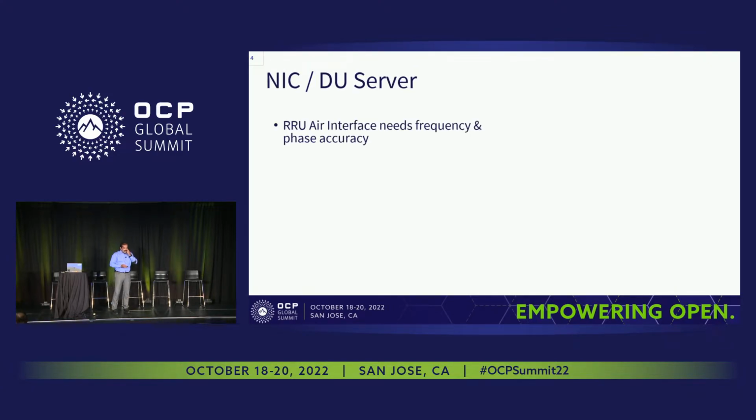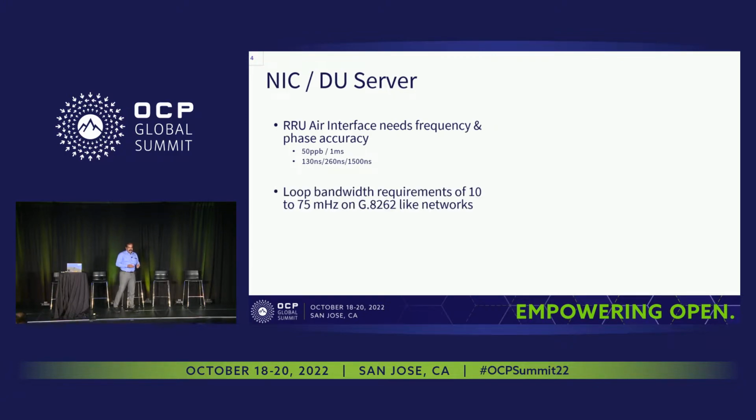So if you look at the NIC or DU server that can be used in a telecom environment, we can see that if this were to support a radio, then the radio needs to have this 5 ppb over 1 millisecond requirement and the phase requirements of say 130 nanoseconds all the way to 1.5 microseconds, depending on what kind of networks you need to support. So this is overall. We will see that at a later time. Secondly, what kind of network is driving the radio through this server that we are talking about?